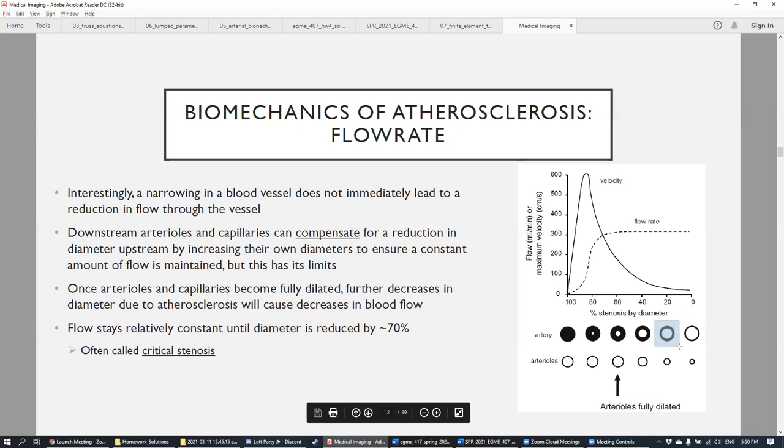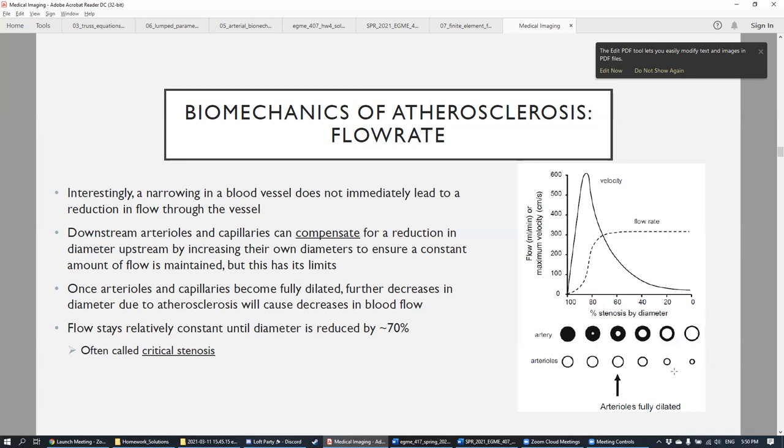And so if your body can sense that an upstream vessel is narrowing, what your body can do is expand the smaller vessels that are downstream to compensate for it. So you maintain the same amount of flow. The body is an amazing thing, because it can adjust for a lot of different things, depending on the situation.